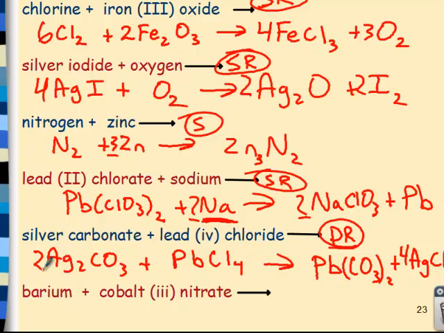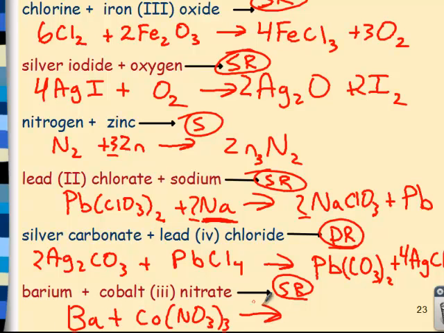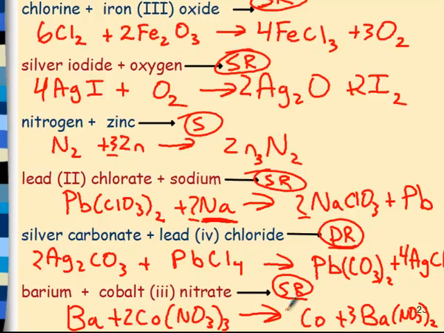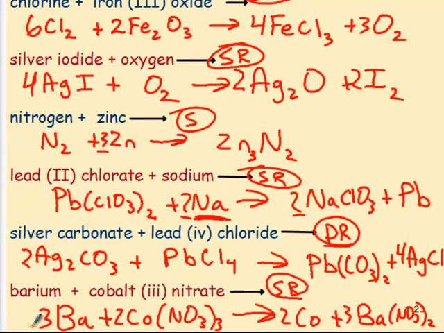And the last one is another single replacement. Barium plus cobalt-3 nitrate yields. Barium is going to form a +2 charge, so it's going to knock cobalt off by itself. And barium nitrate, Ba(NO3)2. So then I'm going to need a 3 and a 2 to balance those, a 2 and a 3 to balance those. So there it is. There is predicting products of a chemical reaction.